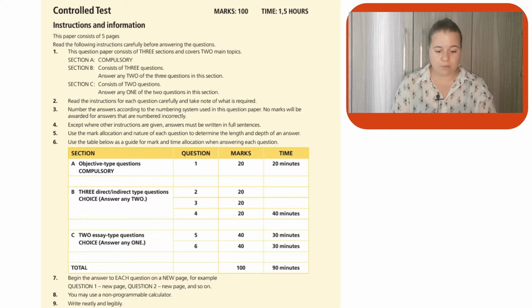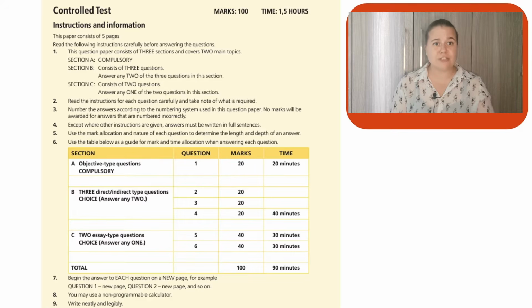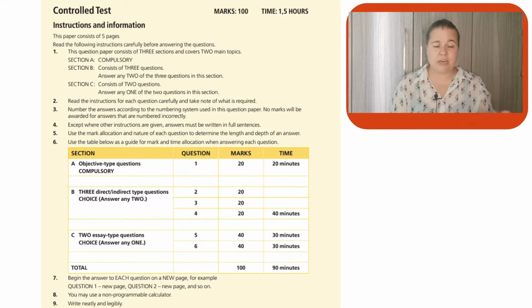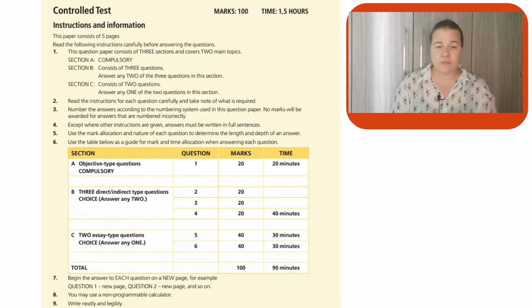Alright, just going through it, make sure you read every question carefully and you take note of what is required from you. Number the questions accordingly to what is used on the question paper. No marks will be awarded if you have numbered it incorrectly. Except where other instructions are given, answers must be in full sentences. This is also very important, guys. Just a tip. I see a lot of students, we do teach and encourage students to learn via keywords, but please make sure you're writing in full sentences. If you're just going to write a few keywords, you can't be awarded the marks for that.